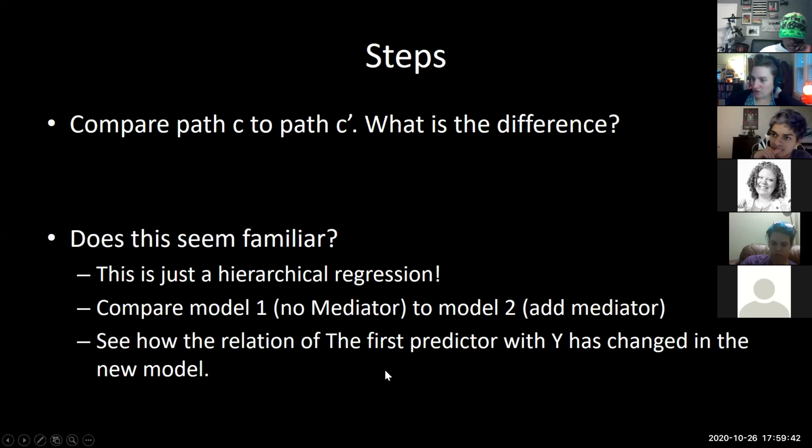And so all you're doing, remember when we introduced hierarchical regression, I said, have a look at what changes when you take out or put in predictors in your second step. That's exactly what this is designed to do. You're looking to see, if I control for this other thing, does this relationship go away?